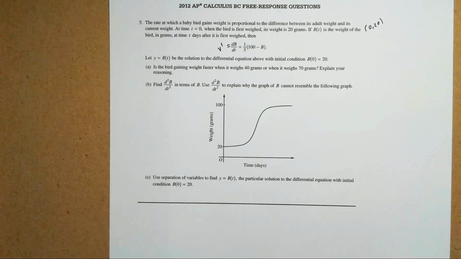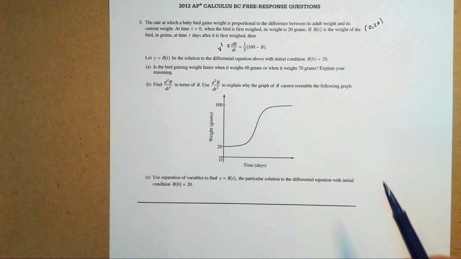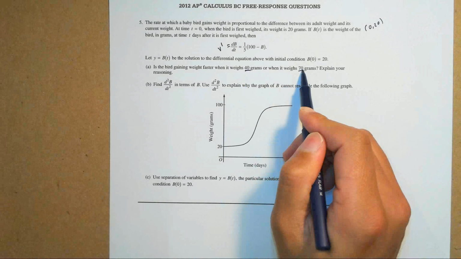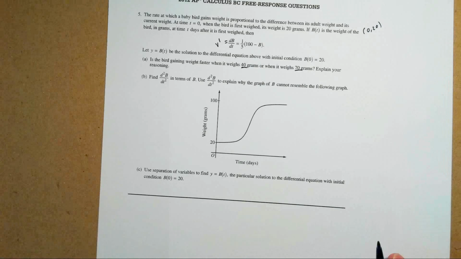So part A says, is the bird gaining weight faster when it weighs 40 grams or when it weighs 70 grams? Explain your reasoning. Well, the fact that they want to know if the bird is gaining weight faster, faster is like a rate. Is it increasing? Is it decreasing? Well, in calculus, we said that's the first derivative. Luckily, we already have the first derivative, so we don't have to find it. So what we're going to do is plug in 40 and plug in 70 into that equation, because B represents the weight.